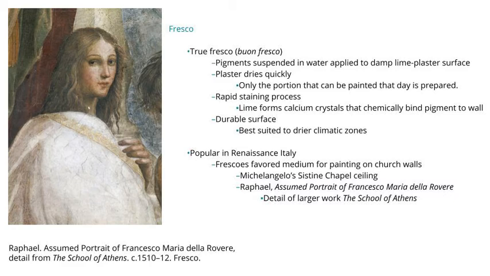Frescoes were the favored medium for painting on church walls especially, such as Michelangelo's Sistine Chapel ceiling, or in this example, this assumed portrait of Francesco Maria della Rovere, which is a detail from the School of Athens, which we looked at in another video. We were talking about perspective and we looked at the School of Athens. This is a detail from that, but this is a fresco, so that's an example of that.